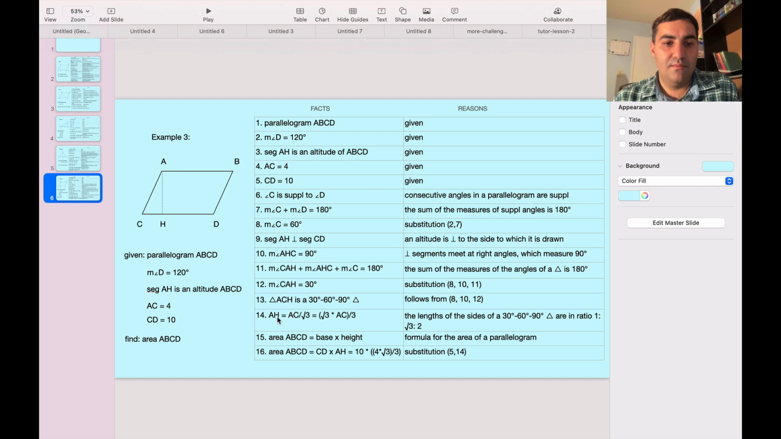So the length of AH is going to be AC divided by root 3. If you simplify this, you get square root of 3 times AC divided by 3. Now, using the formula for the area of a parallelogram, the area of ABCD equals base times height. In other words, the length of CD times the length of AH. We know that CD equals 10, and AH is going to be, well, what's AC? AC is 4. So this is going to be 10 times 4 times square root of 3 divided by 3.